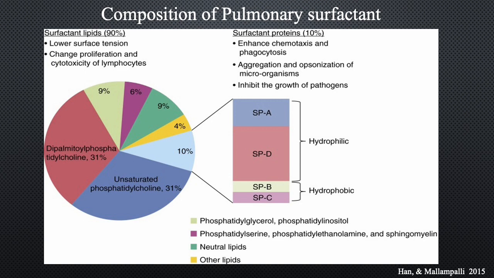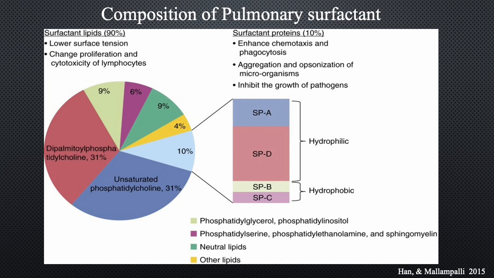The remaining types of lipid, including phosphatidylserine, phosphatidylethanolamine, and sphingomyelin, appear to be present in a relatively small amount. This lipid composition is well conserved among vertebrates.